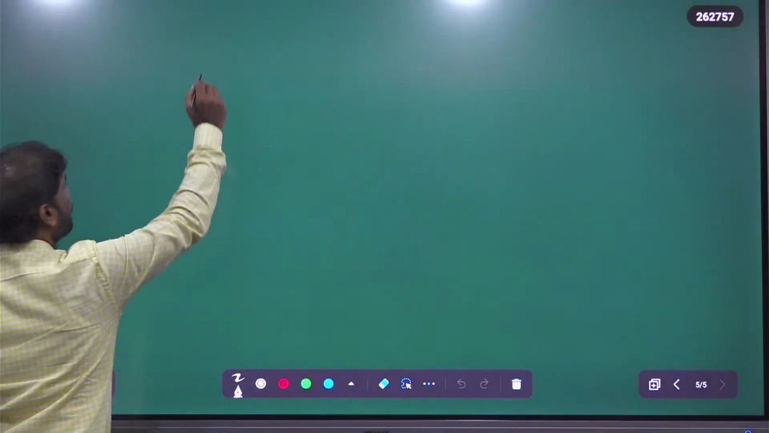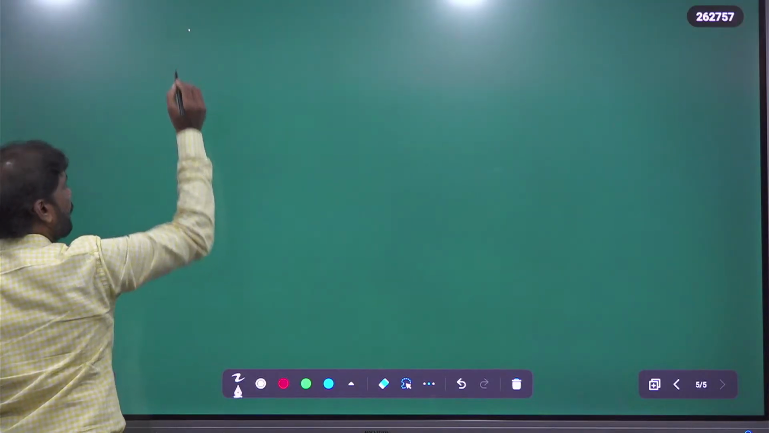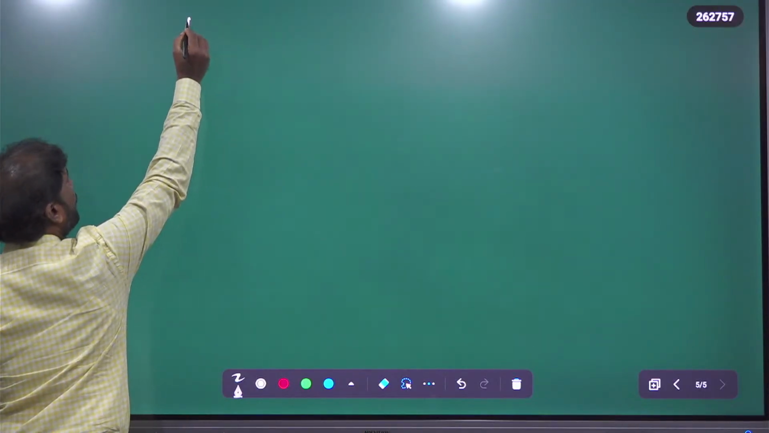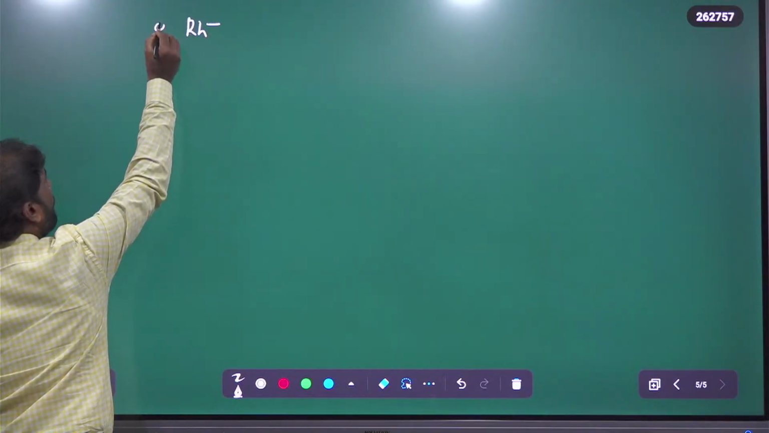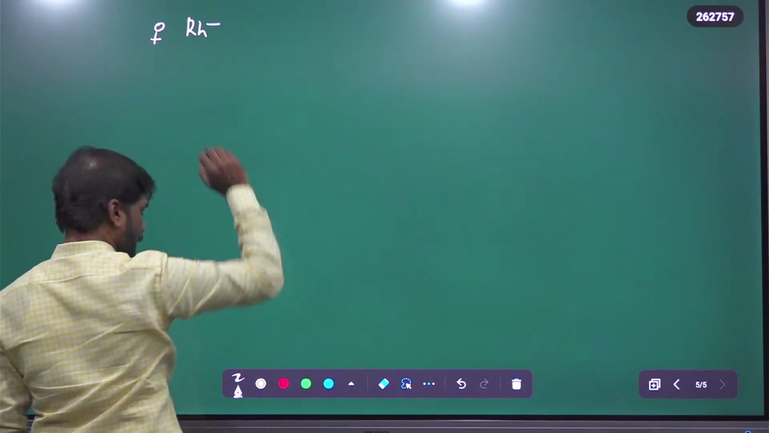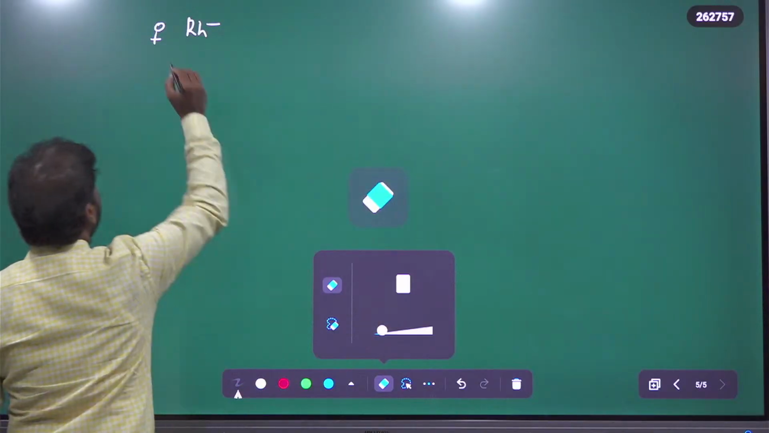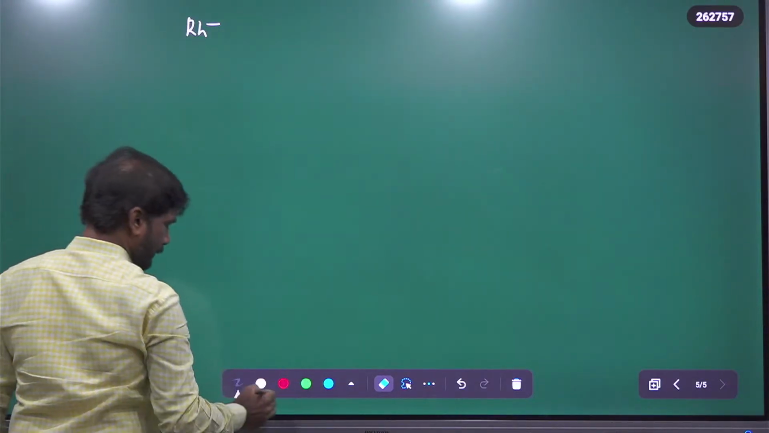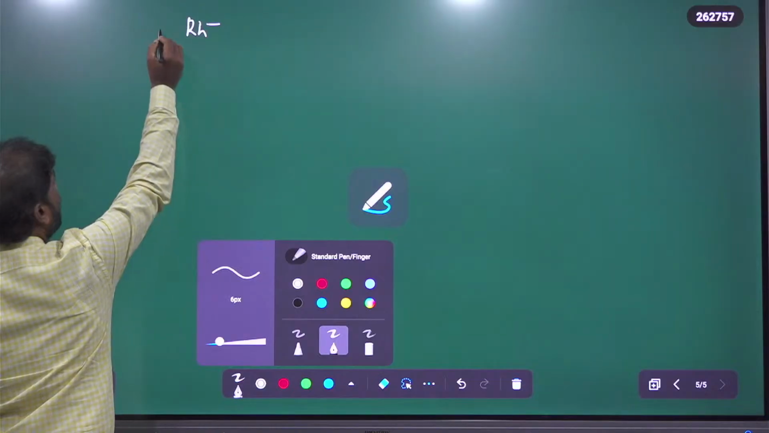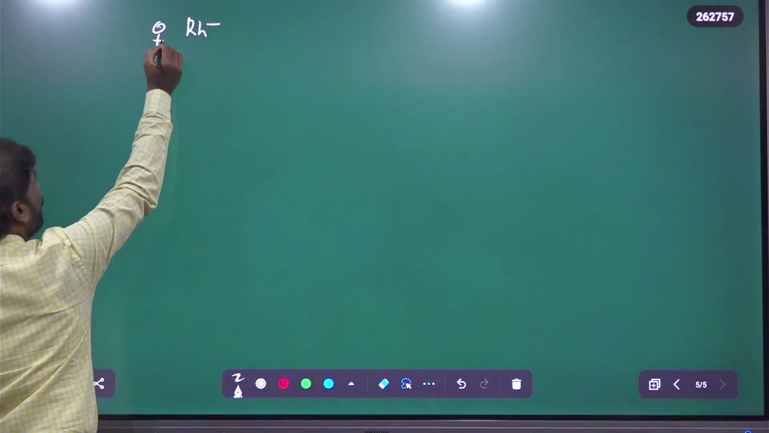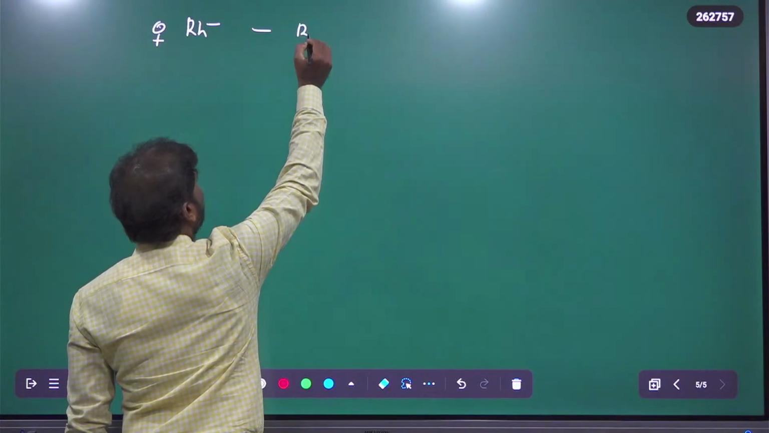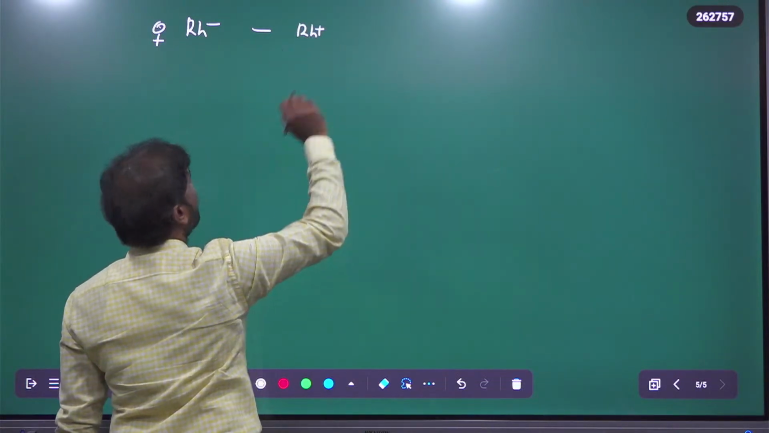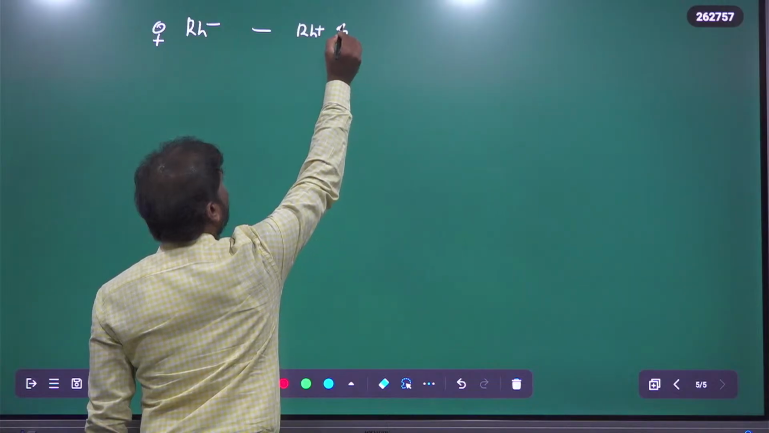Right now here, the Rh negative male... so here the Rh negative female marries the Rh positive male.